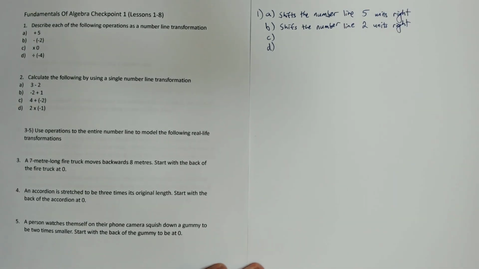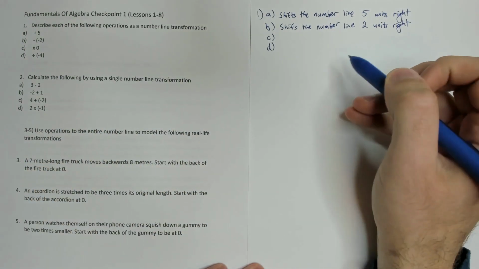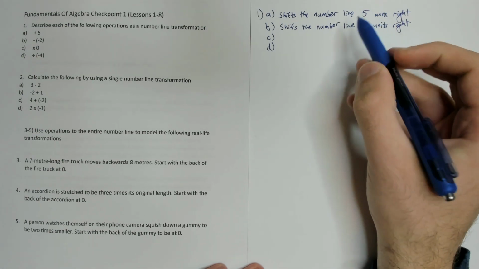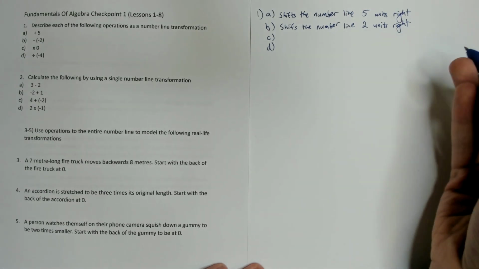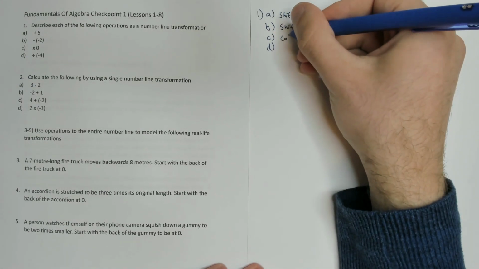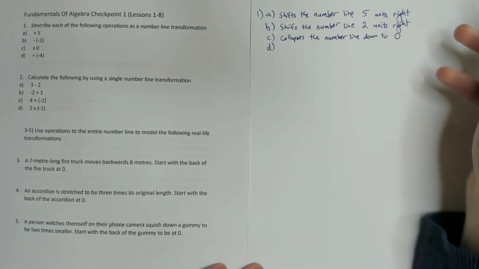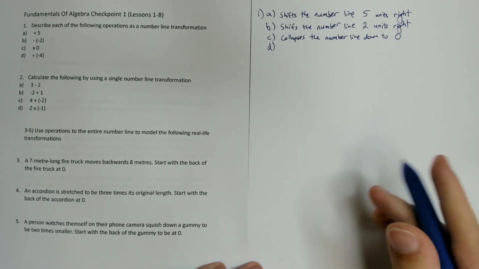Alright, now on to part C. We have multiplying by 0. So do you remember what multiplying by 0 did to the number line? Well, multiplying by 0 basically took the distances between all of the ticks on the number line and compressed them down to be basically 0 distance from each other, which meant everything got collapsed into one point at 0. So it collapses the number line down to 0. And of course, if you want a more detailed explanation of these, I encourage you to go back and look at the videos for them.